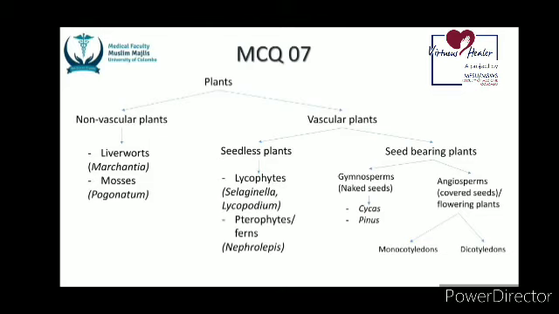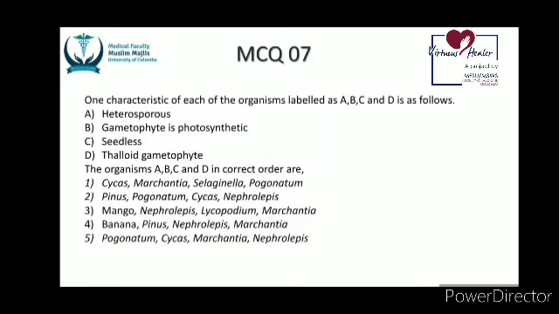Angiosperms are the plants that produce covered seeds. Here the seeds will be present inside a fruit, so they are covered. Angiosperms are also known as flowering plants. Again, these plants can be classified as monocotyledons and dicotyledons. We all know the differences and the characteristics of monocotyledons and dicotyledons. Now let us look at the characteristics that are given.